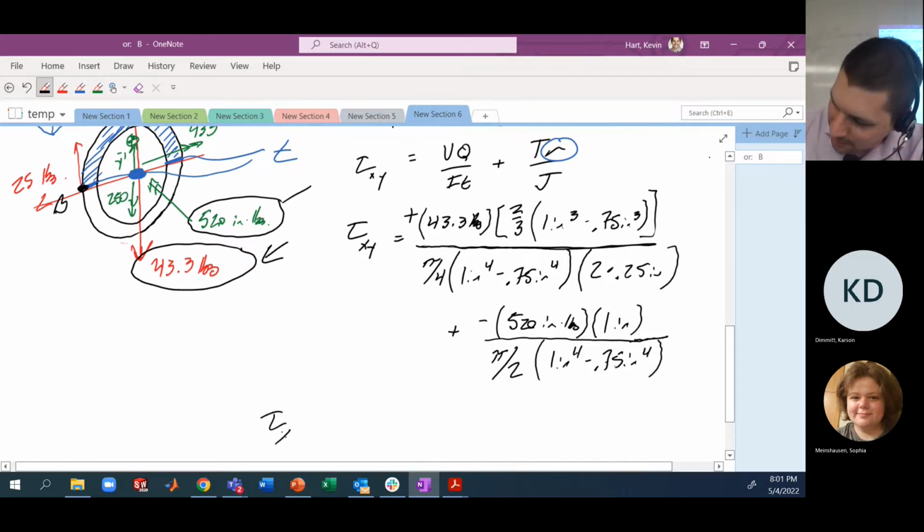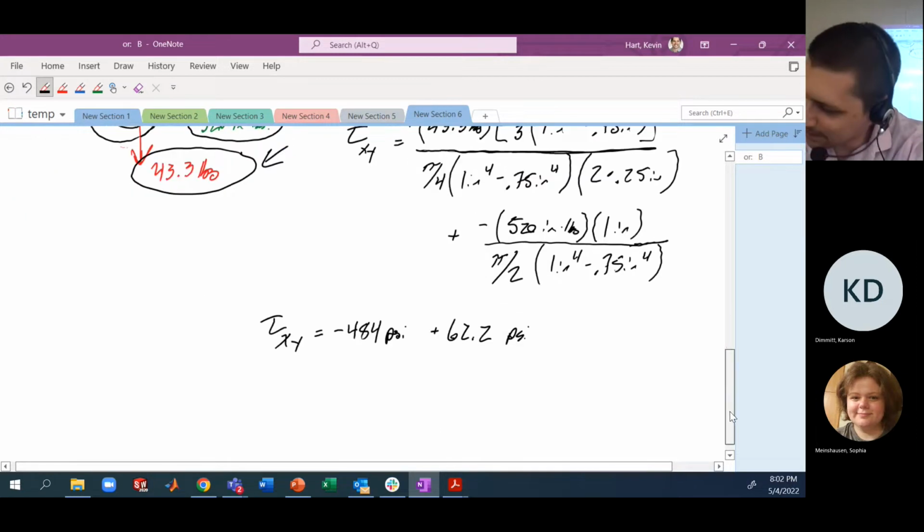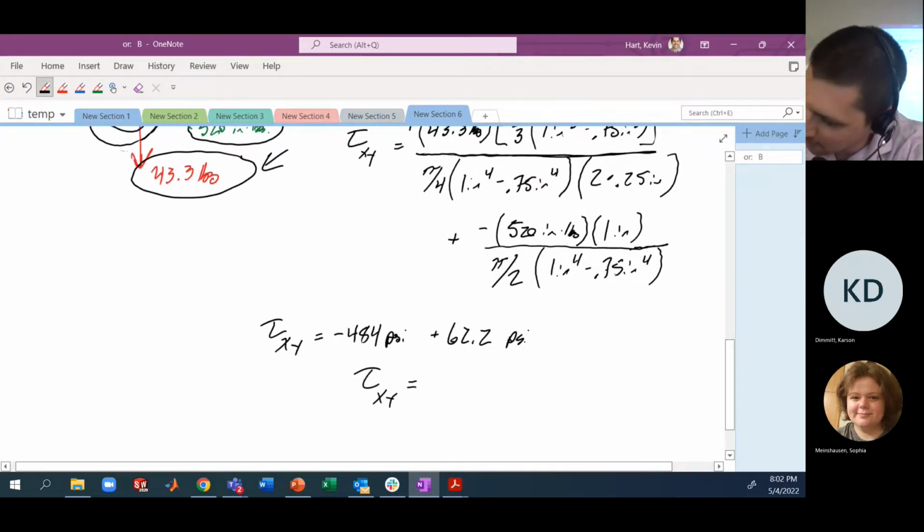So calculating the shear stress tau xy, we get negative 484 from the torque and 62.2 from the transverse shear. PSI, geez. 62.2 PSI. All right, so all together, everybody in together now, keeping with the Wu-Tang theme. That's just negative 422 PSI.